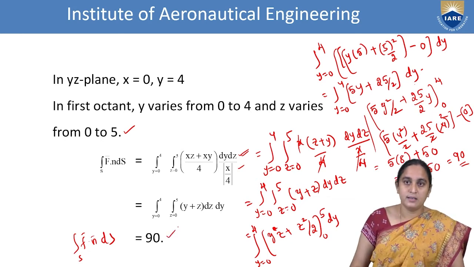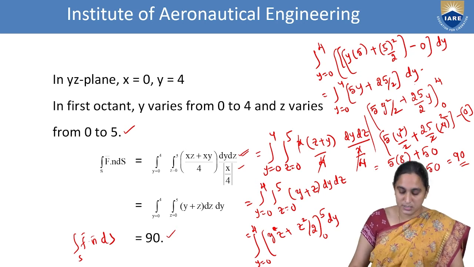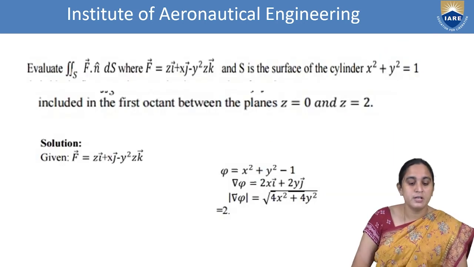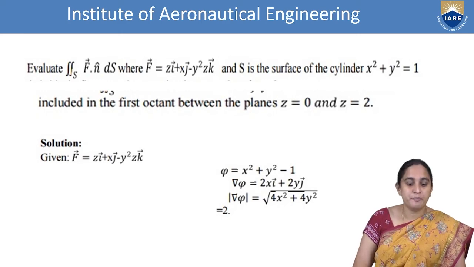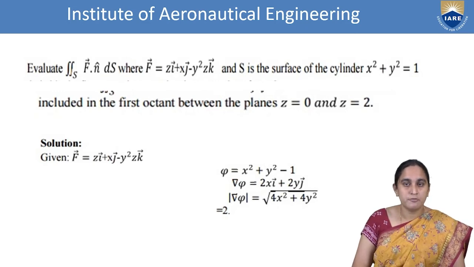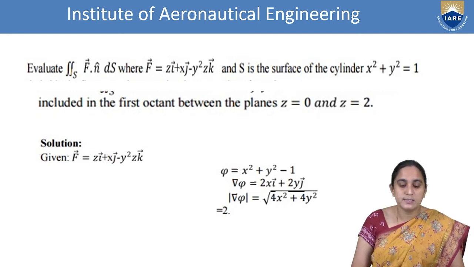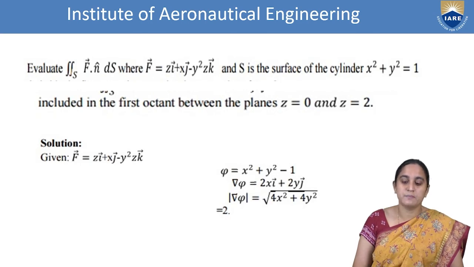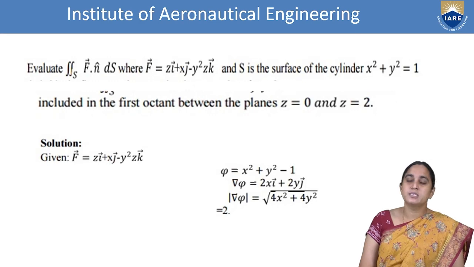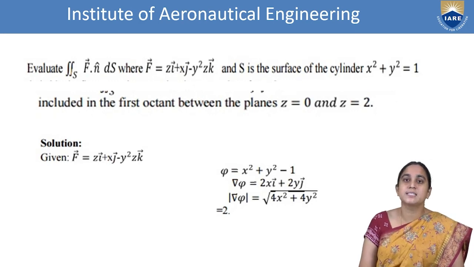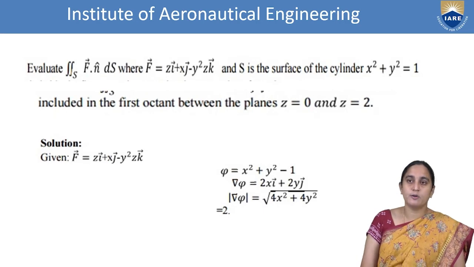That is 90. Now I'll explain one more question on the surface integral, that is evaluation of the double integral over S of f bar dot n bar ds, where f bar is equal to z i bar plus x j bar minus y square z into k bar, right? And S is the surface of the cylinder. Here what is S? The surface of the cylinder, that is x square plus y square is equal to 1, included in the first octant between the planes z is equal to 0 and z is equal to 2.